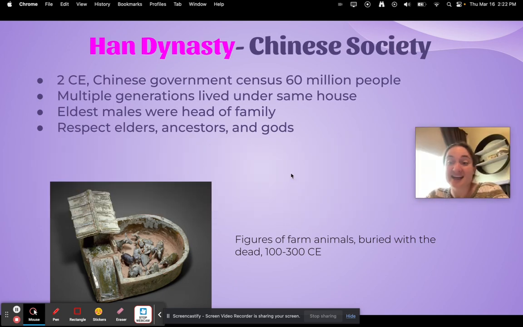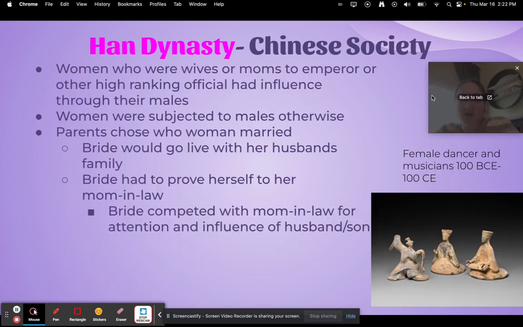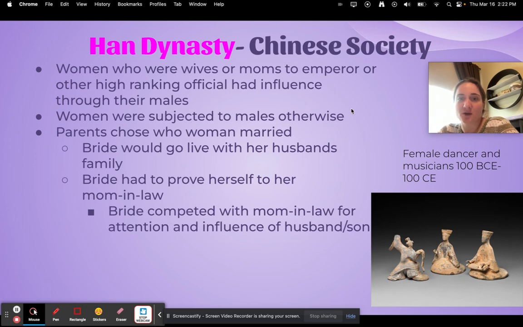So back in 2 CE, the Chinese government takes a census, and under the Han Dynasty, there are more than 60 million people that live in it. Multiple generations usually live under the same house. The eldest males were the head of the family, and there was a large respect for elders, ancestors, and the gods. Women who were wives or moms to the emperor or other highly ranking officials did have a little bit of influence over their male relatives, but otherwise females were subjugated to males.